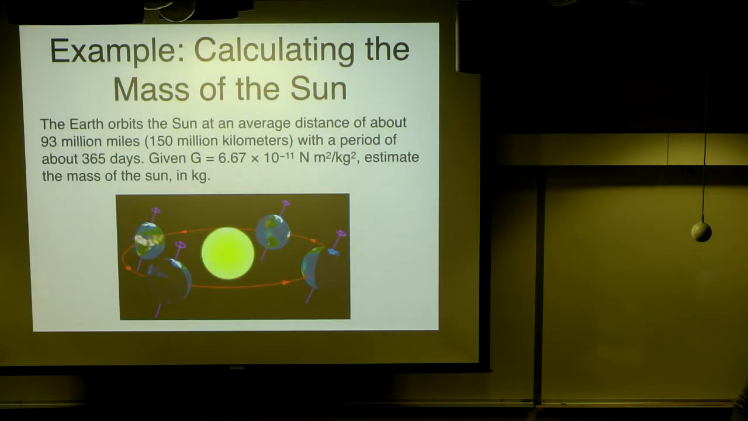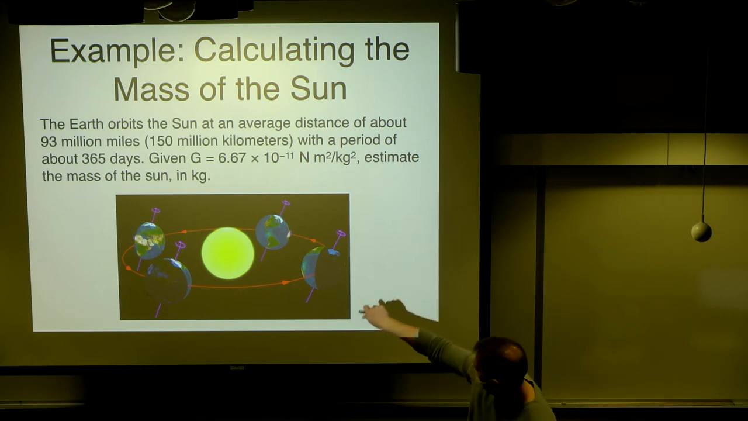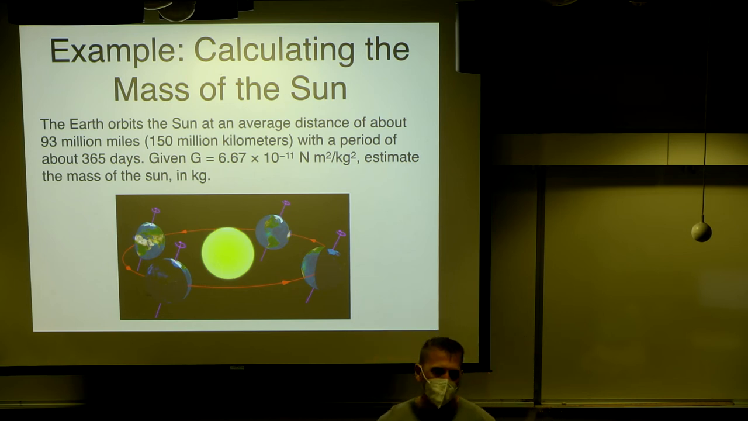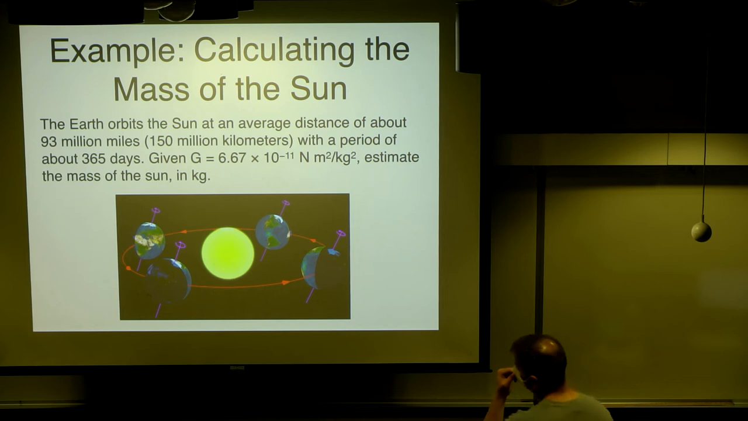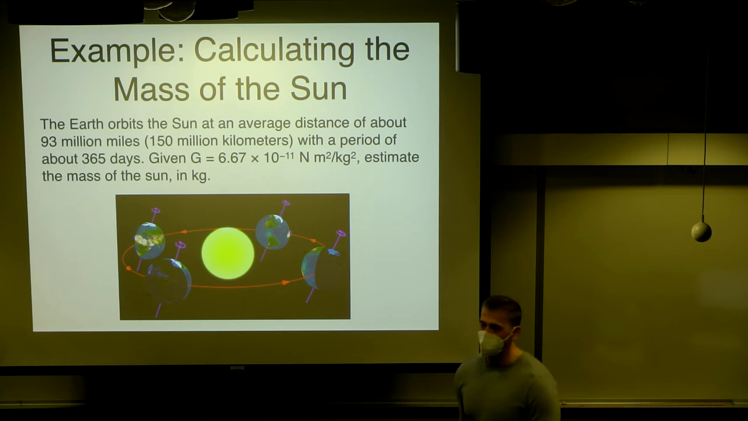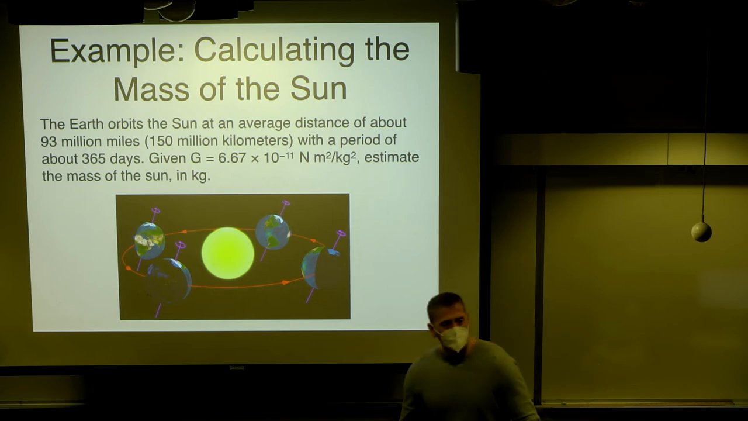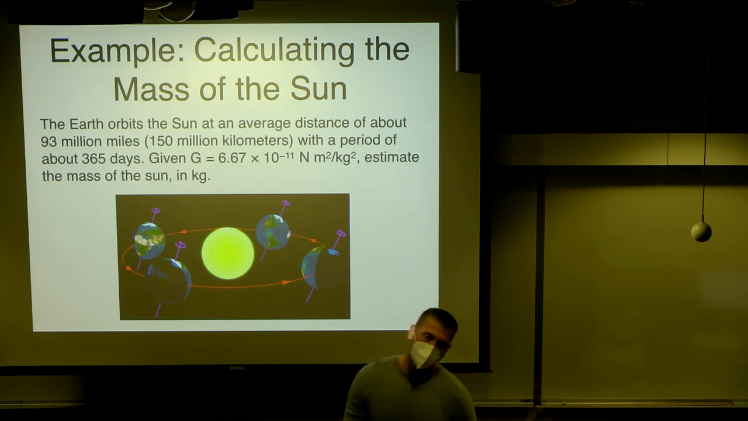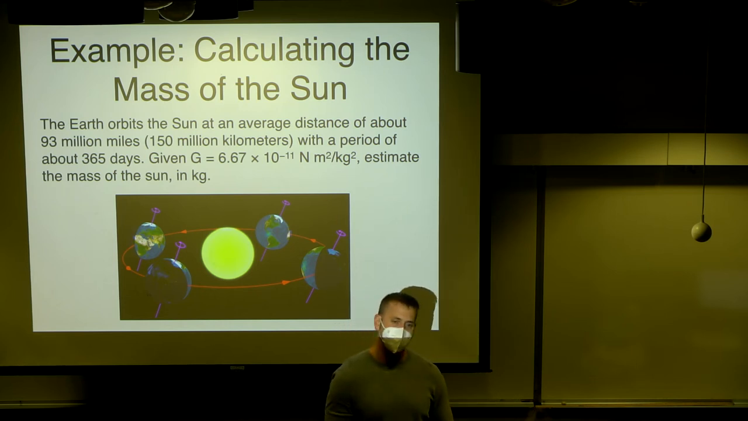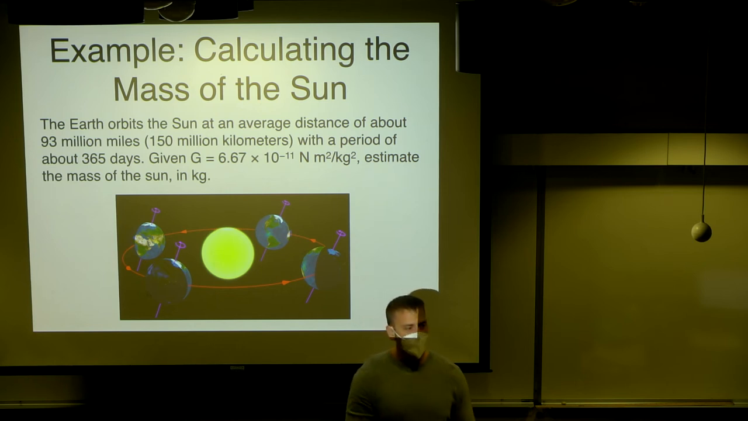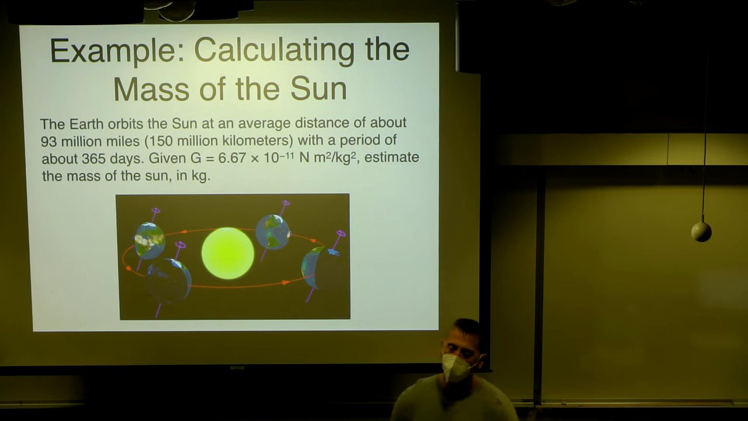So here's our example. We're going to take the Earth in its orbit around the sun. Here are some facts about the way the Earth orbits around the sun. First of all, the distance. The average distance is 93 million miles. You may have seen this number before, 93 million miles. Think about the Earth orbiting the sun. It's not a perfect circle. It's actually an elliptical orbit. The shape of its orbit is an ellipse. But it's pretty close to a circle, and on average, that's the radius of the circle, okay?